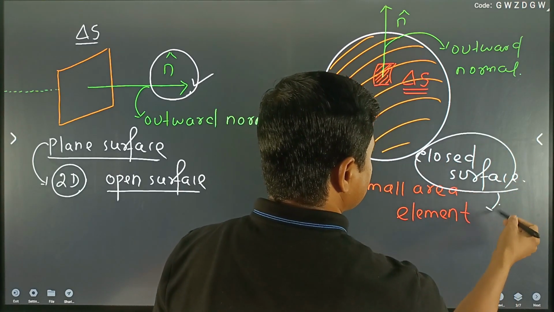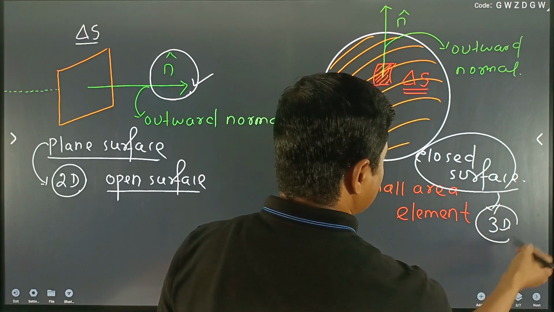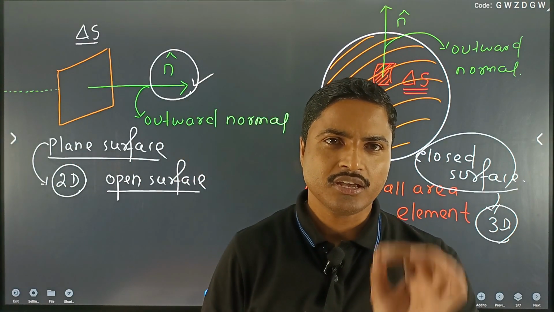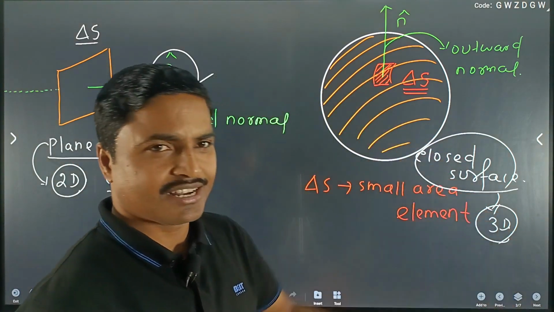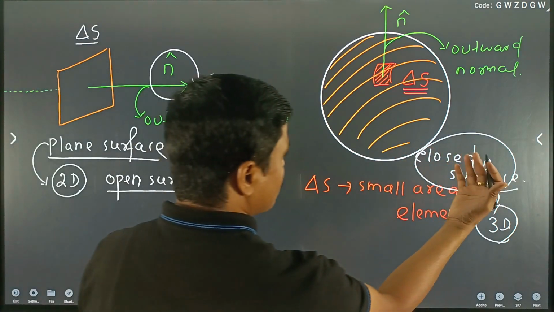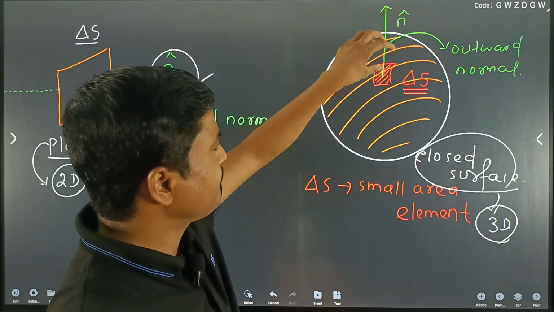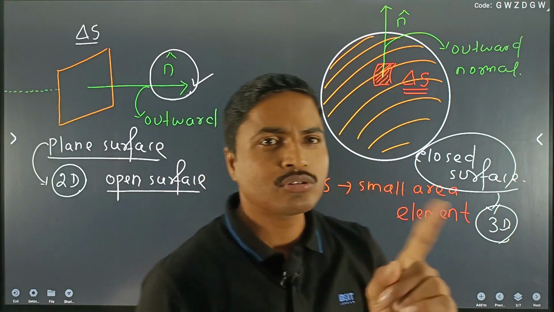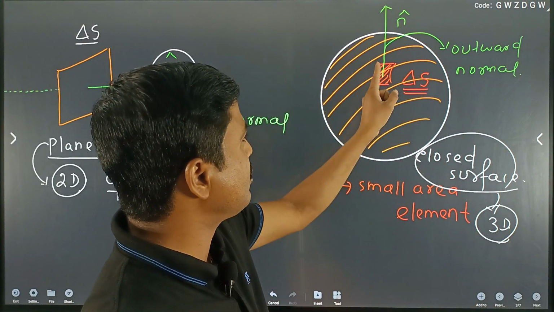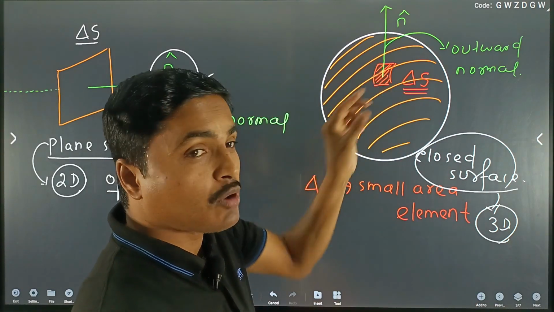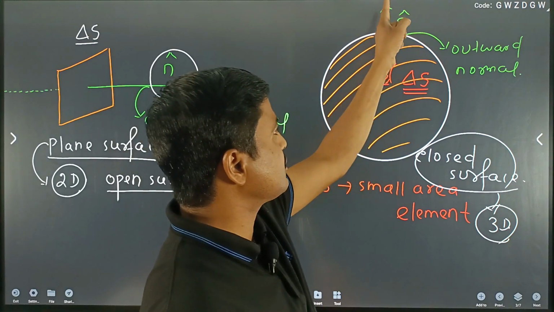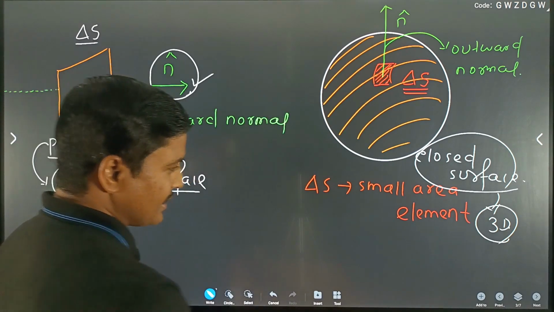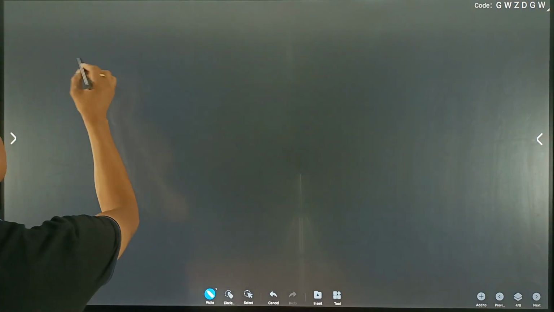Closed surface means that it is a three-dimensional figure, just like your cylinder, your cube, your sphere. These are the three-dimensional cases. And in case of a closed surface, we take a very small area element, and this small area element looks like a plane, and we draw an outward normal to this small area element, and this outward normal gives the direction of area element. Clear?